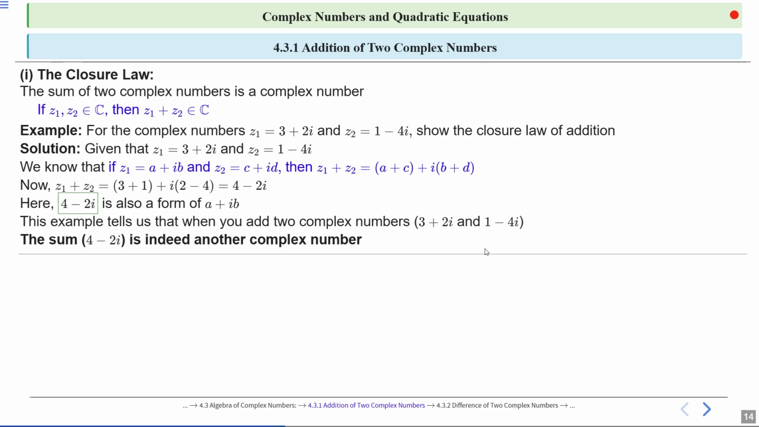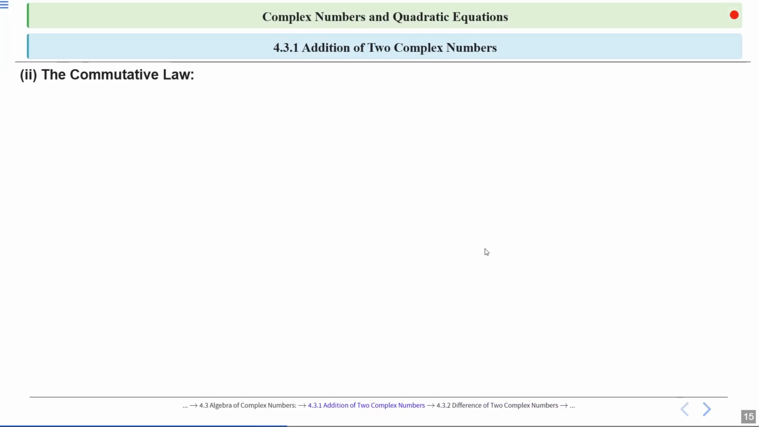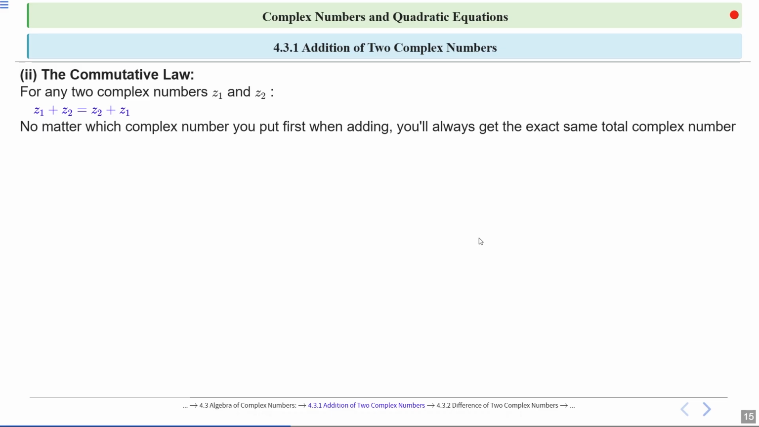Now we are looking at the commutative law for complex numbers. So for any two complex numbers, let's call them Z1 and Z2, the commutative law says that Z1 plus Z2 equals Z2 plus Z1. In other words, if we add Z1 to Z2 or Z2 to Z1, you get the same result. So this means that no matter which complex numbers you start with when adding, the total sum will always be the same.